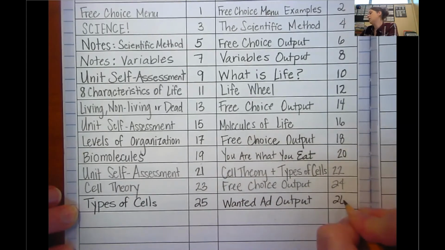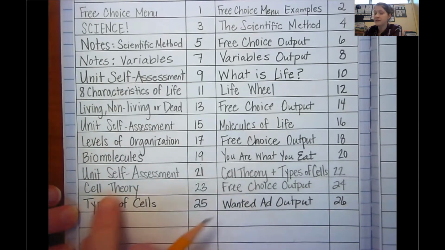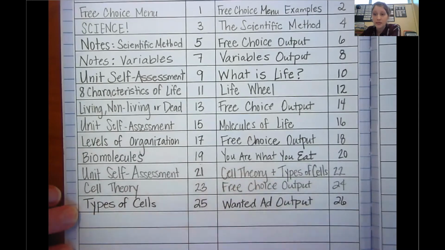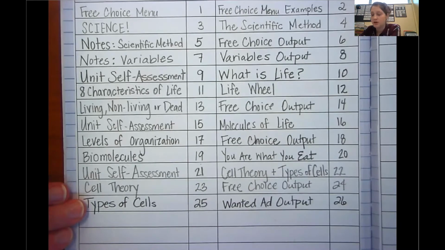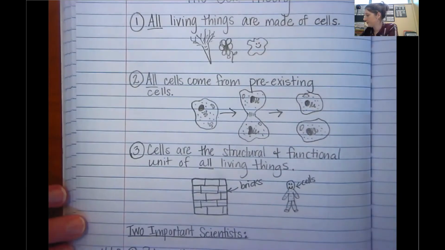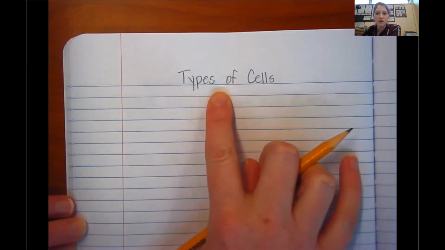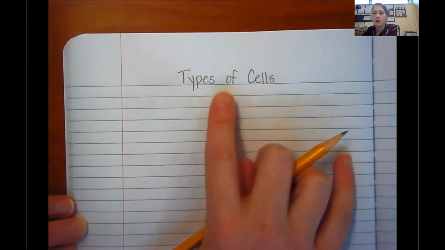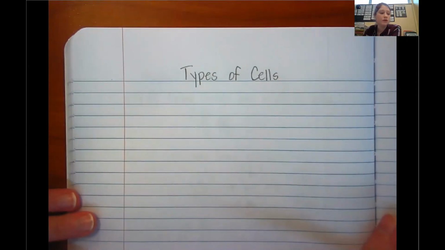Go ahead and pause the video if you need to make sure that you have this completely caught up. If for some reason you have skipped something at some point, make sure you take the time to fix it. That's important. It's important to be able to locate exactly which page your work is on. I'm going to flip to page 25 now. Right now, the only expectation is that you have a title at the top, types of cells. We always want the title to match what we call it in our table of contents, so that makes it nice and easy to confirm that you're in the right place.